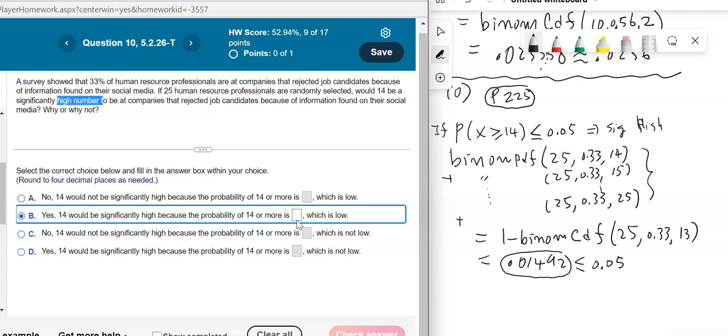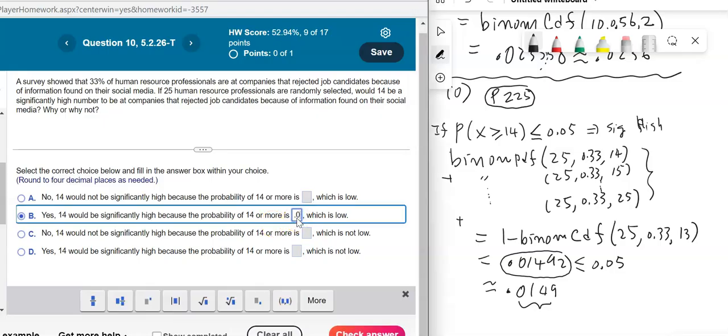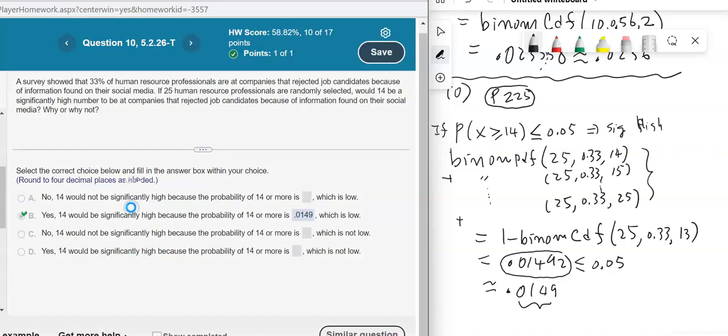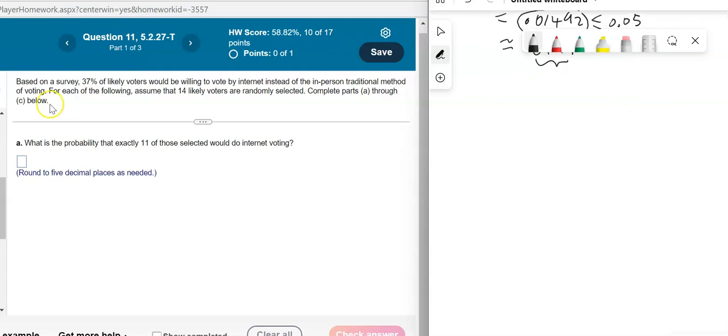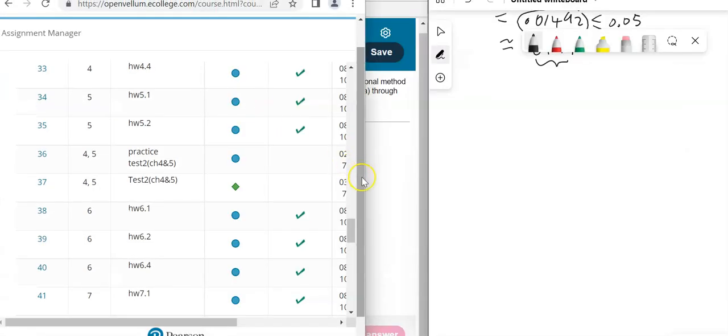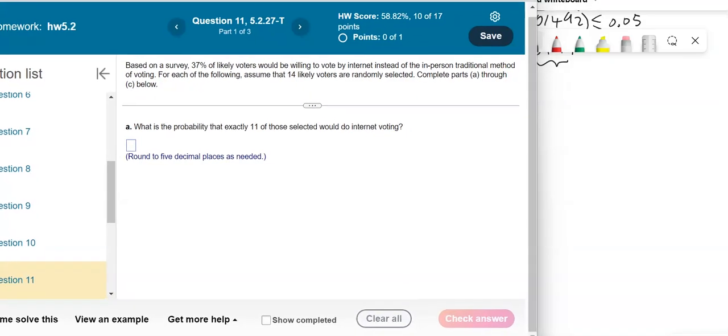How many decimals? Up to 4 decimals. So I'm going to change that to 0.0149, right? 4 decimals. So 0.0149, which is low. Okay. The next one, question number, let me see, here. What question number is that? Let's move over here.